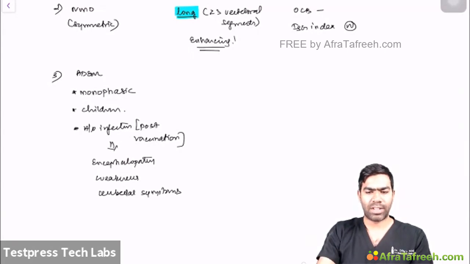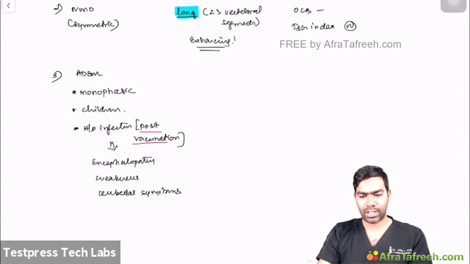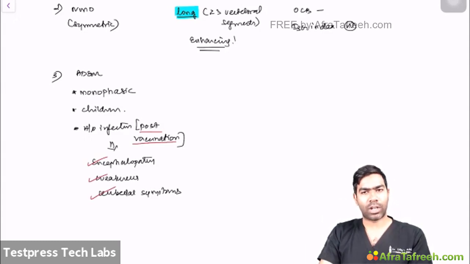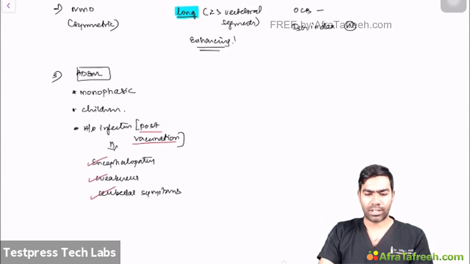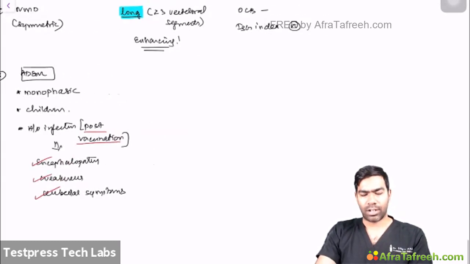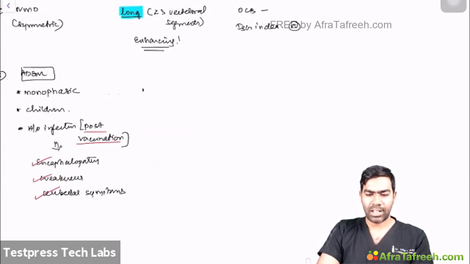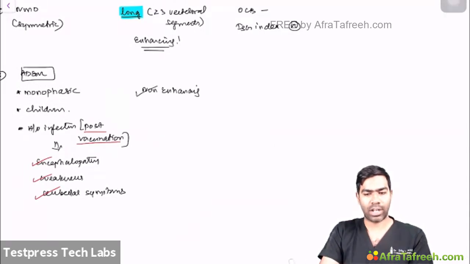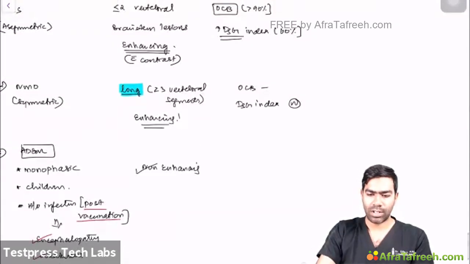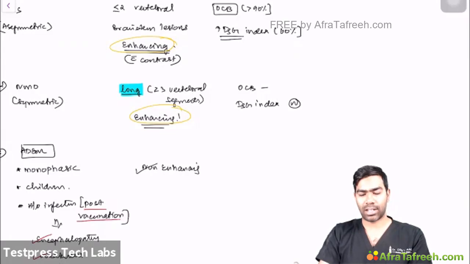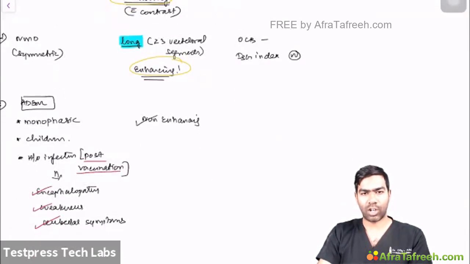So in exam, this is a very favorite question. Post-vaccination, child coming with encephalopathy, weakness, and ataxia. Think about acute disseminated encephalomyelitis. Very common in children, not in adults. Typically, they'll be non-enhancing lesions. That's why this point is very important. They'll have white matter lesions, but they will be non-enhancing in nature. They will not enhance with contrast. Whereas your MS and NMO lesions are basically enhancing in nature, ADEM lesions will be basically non-enhancing.